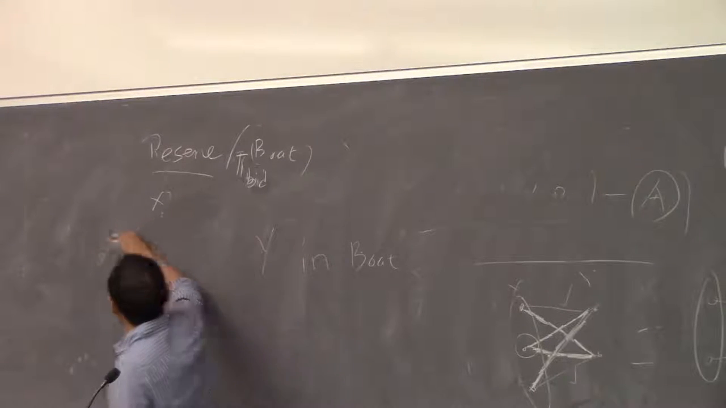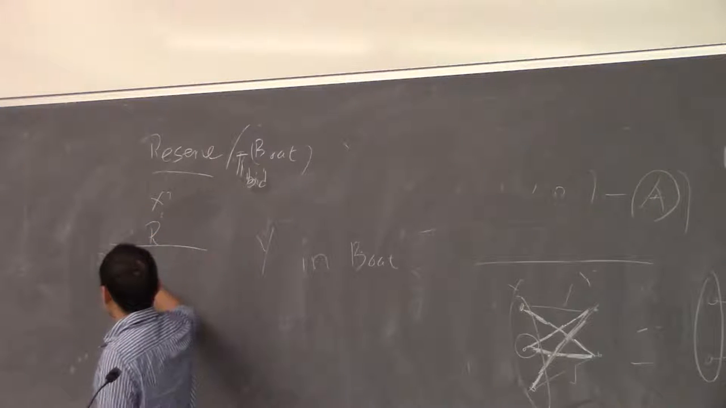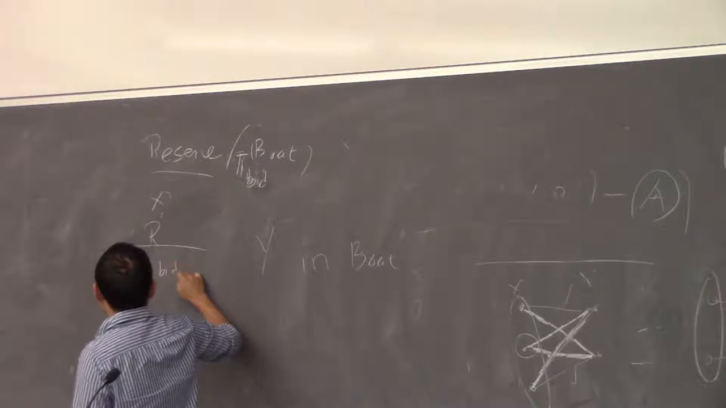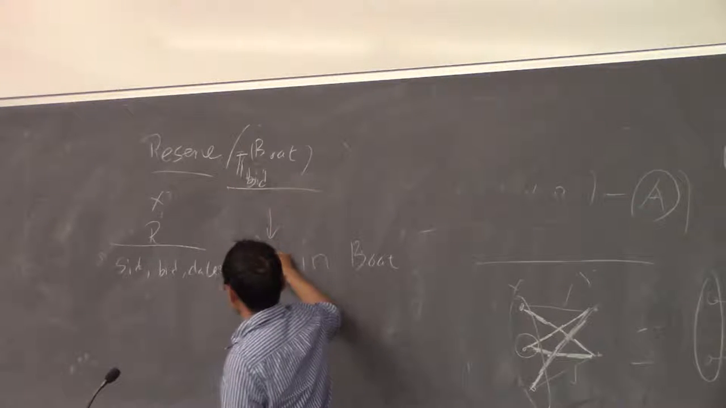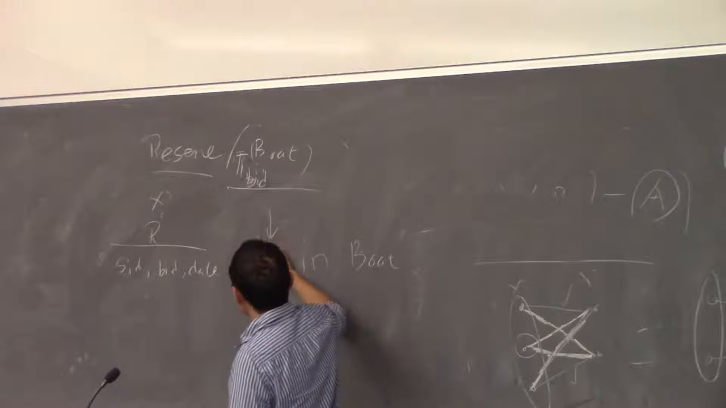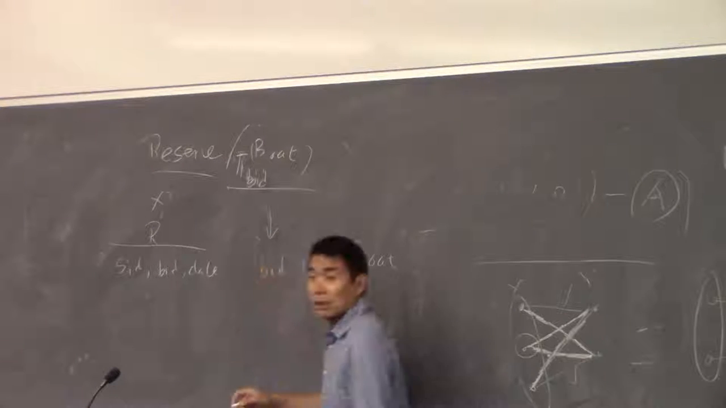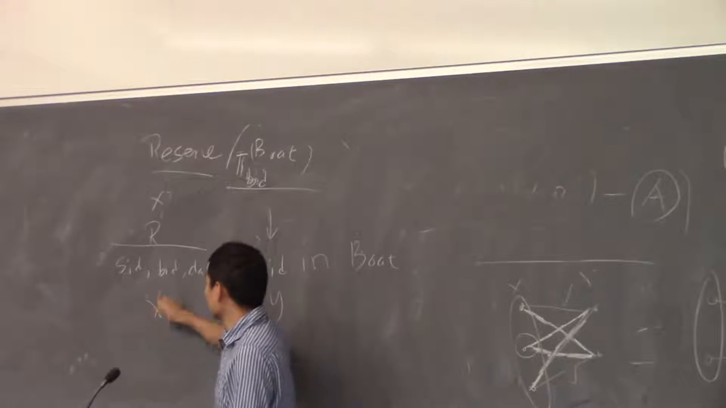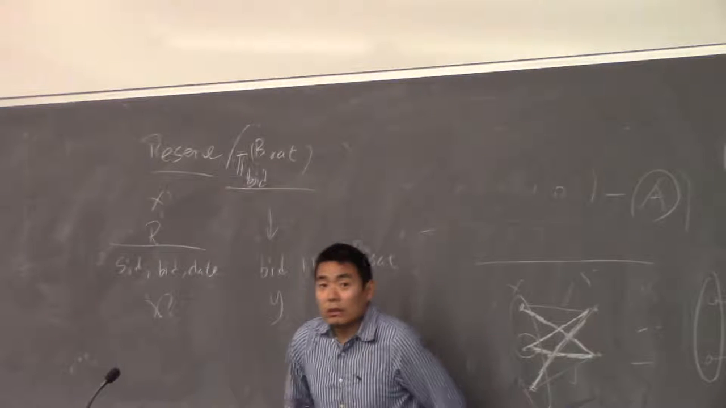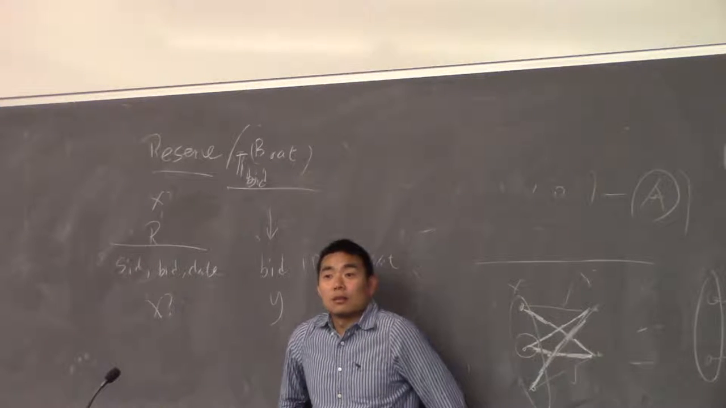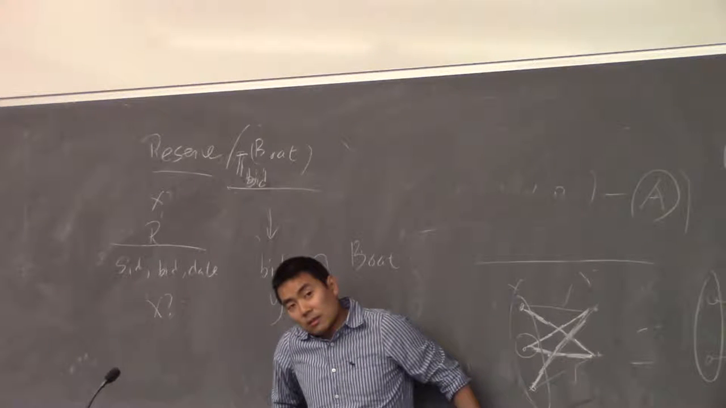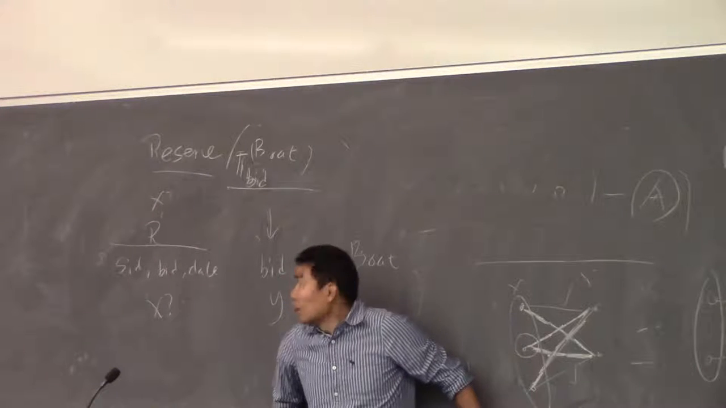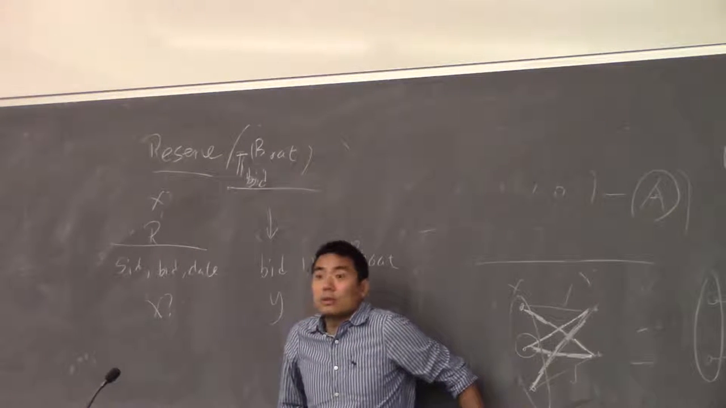Let me show you the schema for reserve. Reserve has SID, BID, and date, right? After you do the projection, the only attribute in the schema is simply BID. So this is your Y. What is your X? Because sailor name is not in the reserve table, we need another join with the sailors to get the SID first and then map it to the sailors.